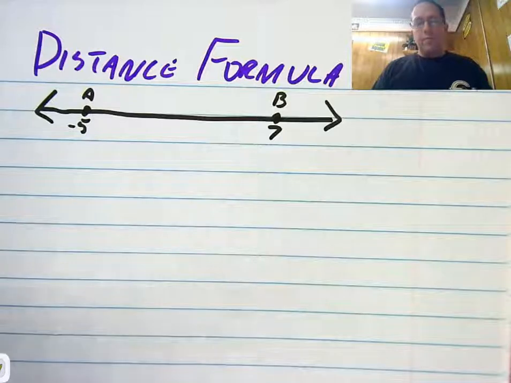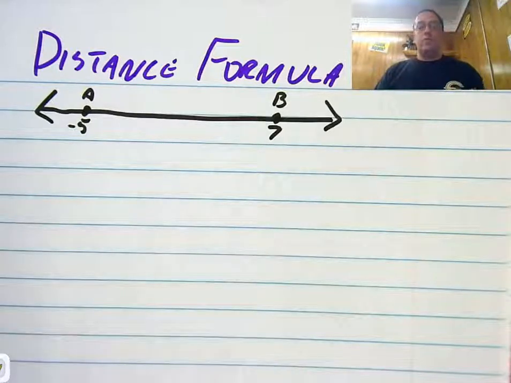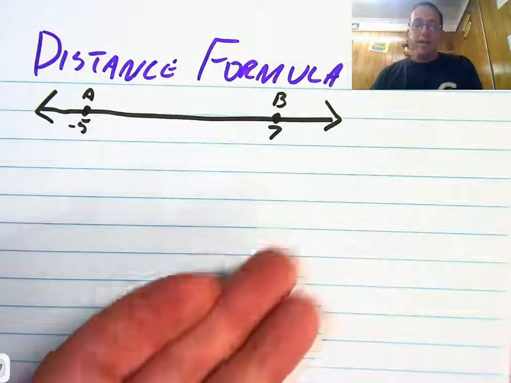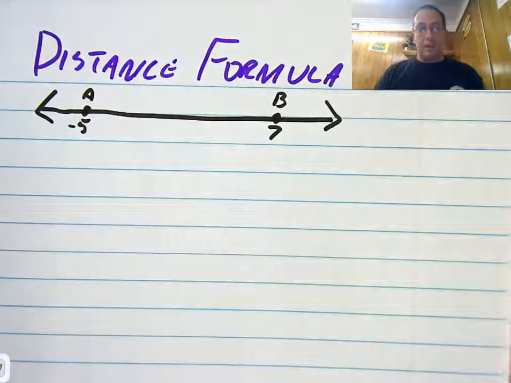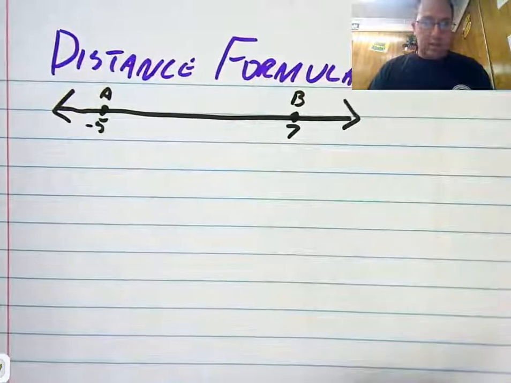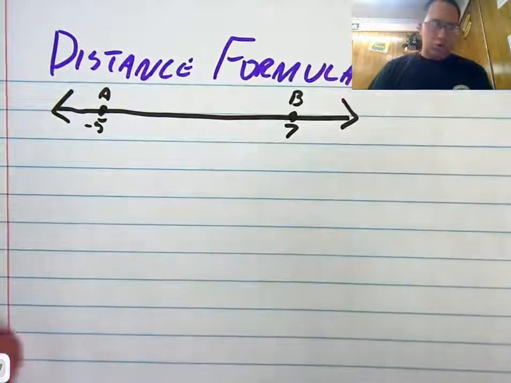Well, here's the thing. Geometry is what's referred to as an axiomatic system. That means everything you do, you have to have a rule that says you're allowed to do this. So before I even put point A here and point B at 7, I have to have a rule that says I'm allowed to do that. Fortunately, such a rule does exist, and that rule is called the Ruler Postulate.